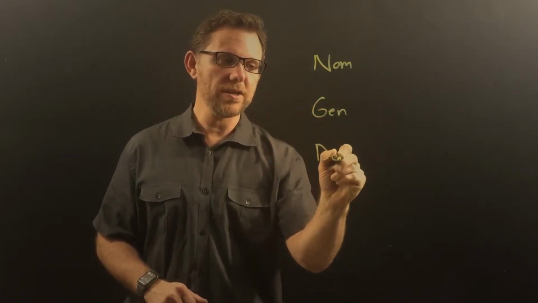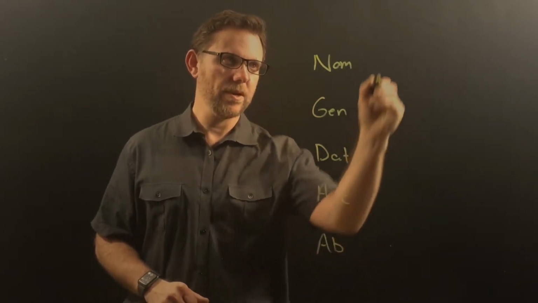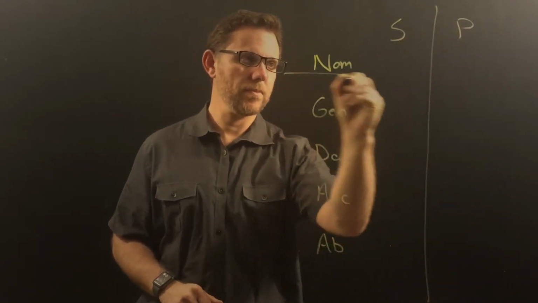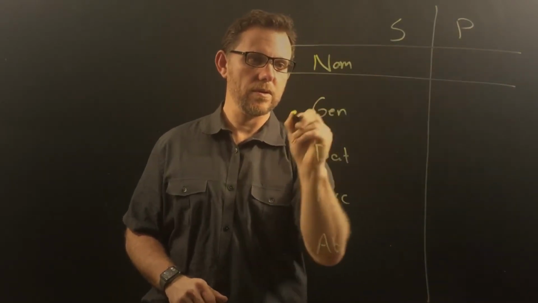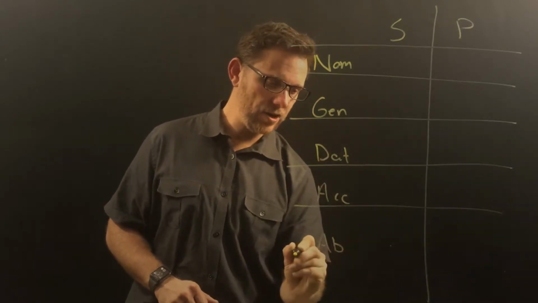So if I draw my noun chart, first I need to write my 5 cases: nominative, genitive, dative, accusative, and ablative. And then I'm going to have singular nouns and plural nouns, of course. Here's my noun chart.